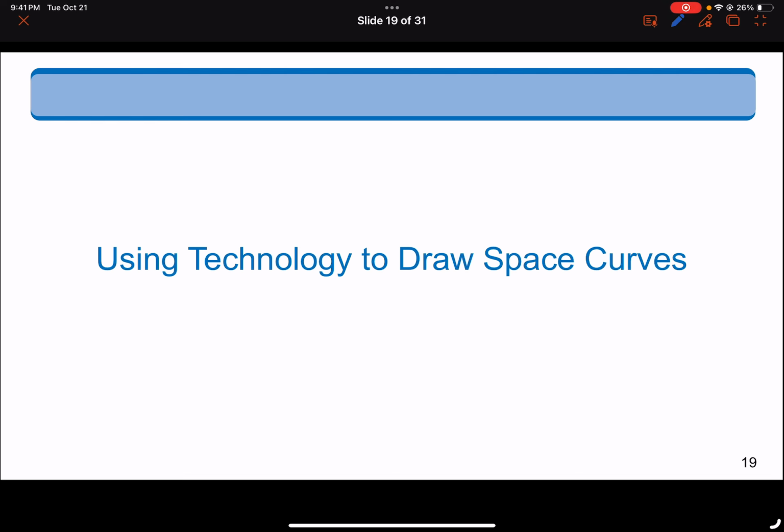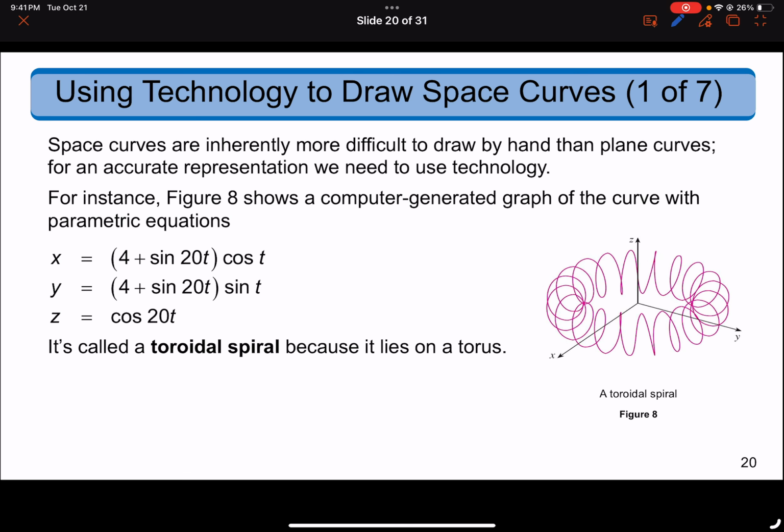Now let's draw space curves using technology. Space curves are inherently more difficult to draw by hand than plane curves. So it would be quite impossible for us to draw them manually. It is possible, but it would be a challenge for us to sketch the curves.